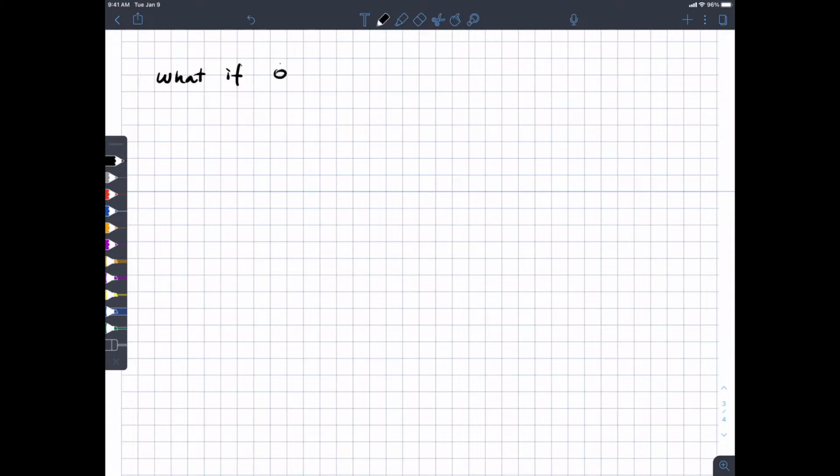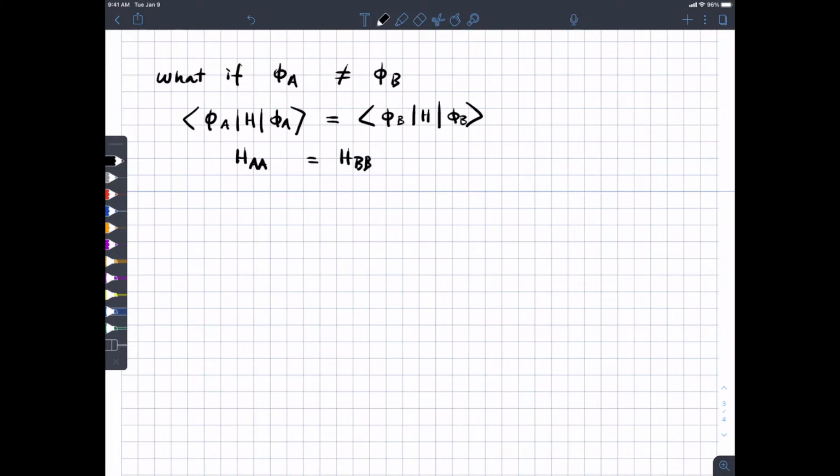what if phi A and phi B are not the same? What if there's some energy difference between them? In other words, you recall when we did this above, we said that the Hamiltonian for phi A was equal to that similar Hamiltonian term for phi B because they were equal in energy. We said HAA equaled HBB, and that made things a little bit easier. But what if there's some energy difference between the two?